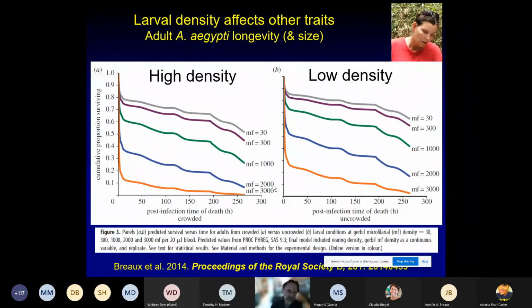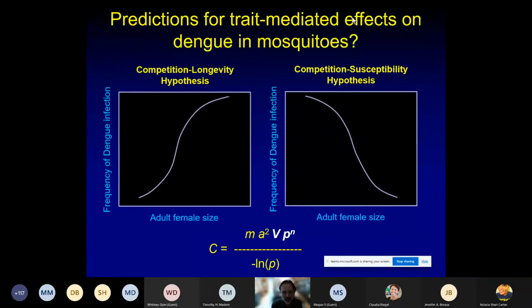So I've just talked about two trait-mediated effects of competition among larvae on the components of vectorial capacity that go in opposite directions. Those could be characterized as leading to two hypotheses. On the one hand, the competition longevity hypothesis would suggest that competition among larvae results in small female mosquitoes that, based on longevity, should produce a lesser frequency of dengue infection in a population of adults in nature. So you'd expect that as female adult size increases in a natural population, the probability of seeing infection among the females would be increased as size increases if this competition longevity hypothesis is right.